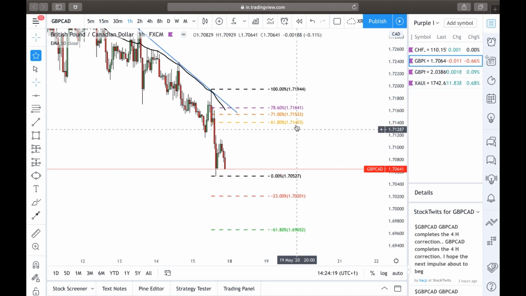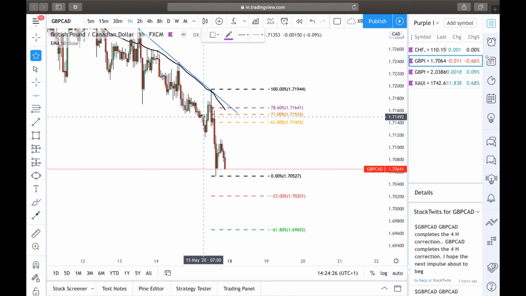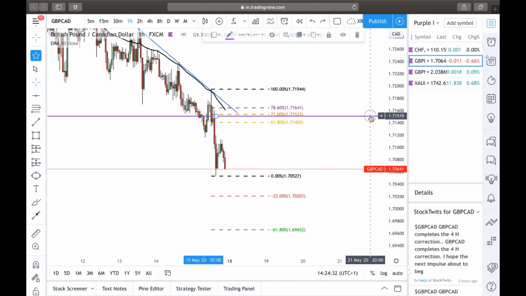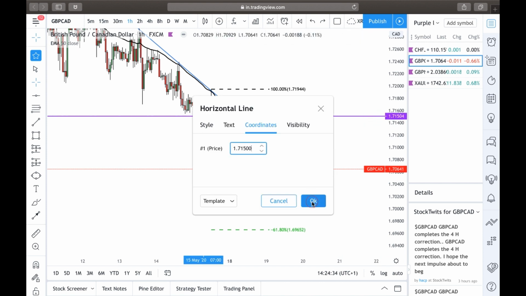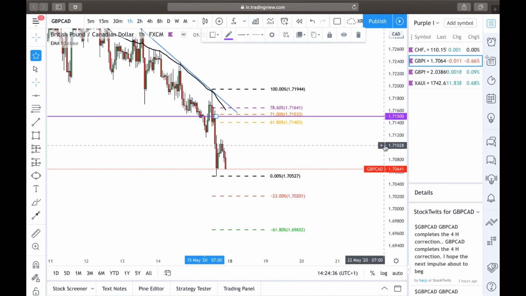And then what have we got? What we got around this level? We've got the psych level, 1.71500. So stick a horizontal line on that, and just put it nice and precise. If it does it. Okay. What else we got?